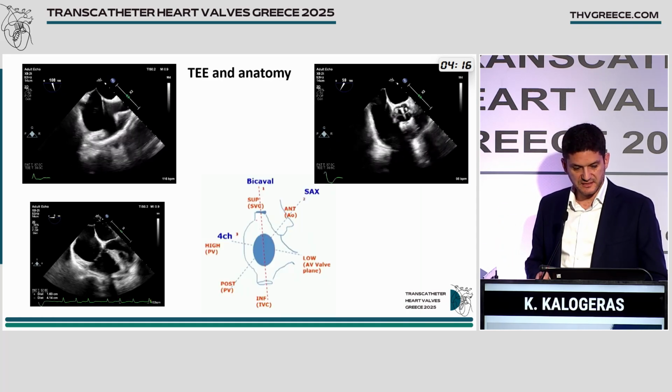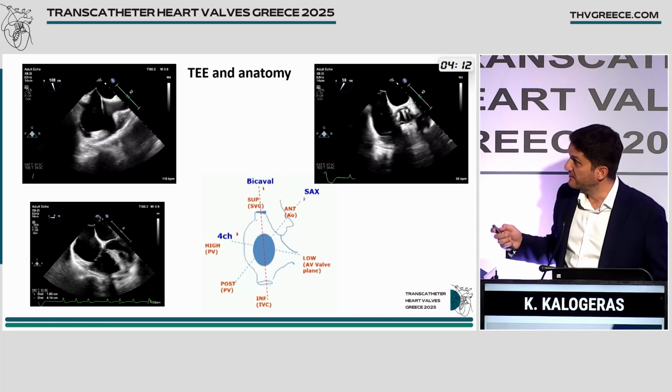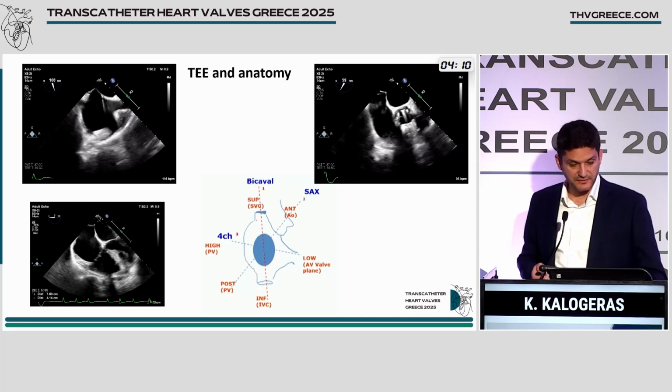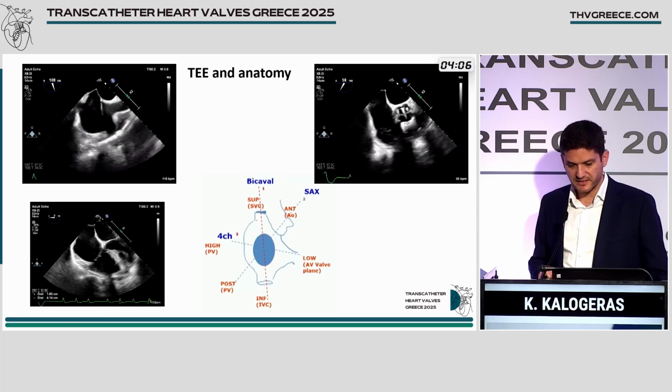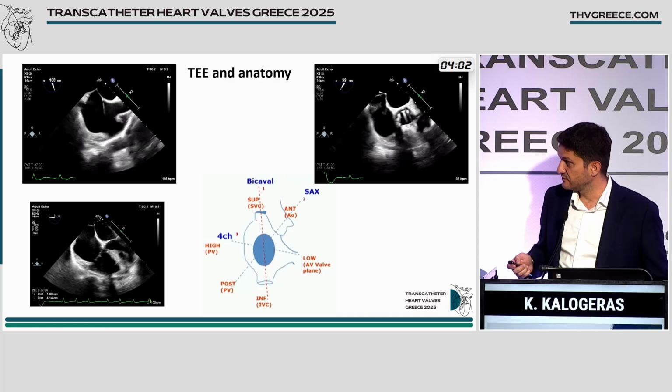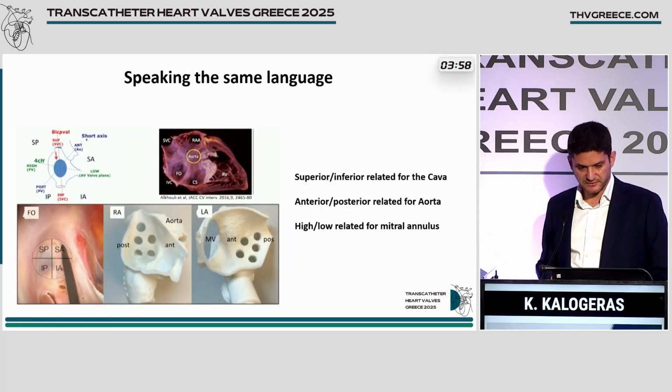And here you can see how it looks in the TOE. On the upper left side is the bicaval view. You can see the tenting of the catheter. Upper right side, the short axis view, and bottom left side, you can see the four chamber view and the measurements we do in the left atrium.